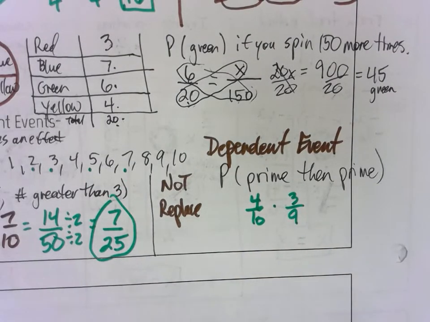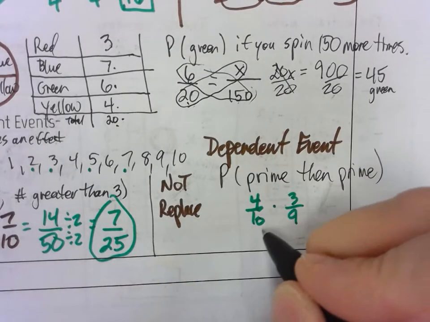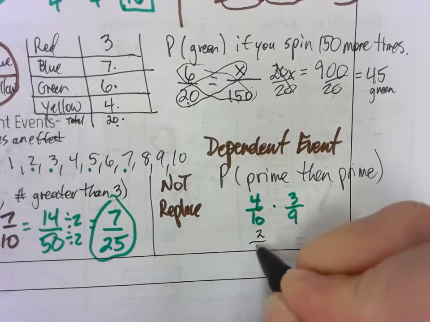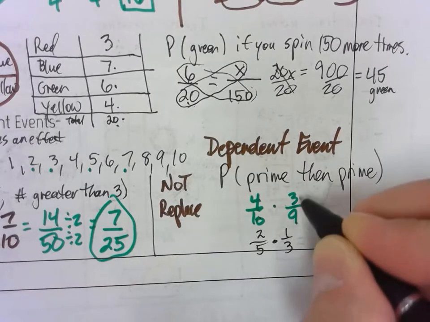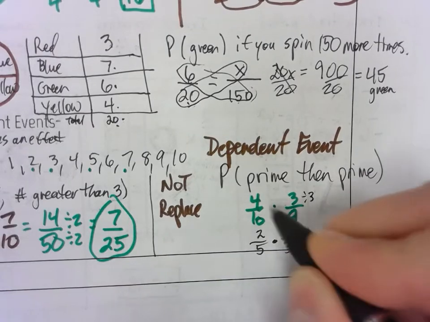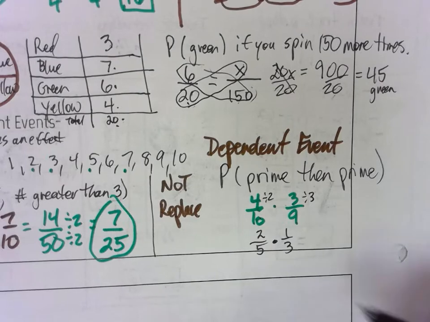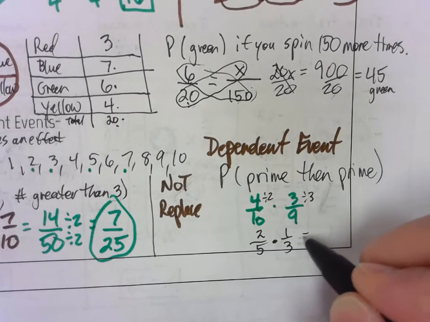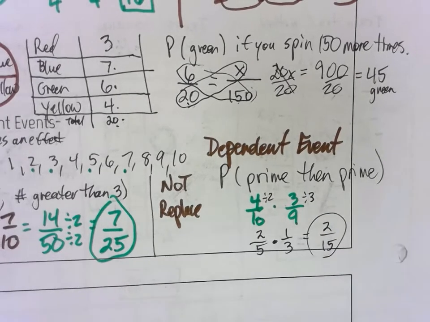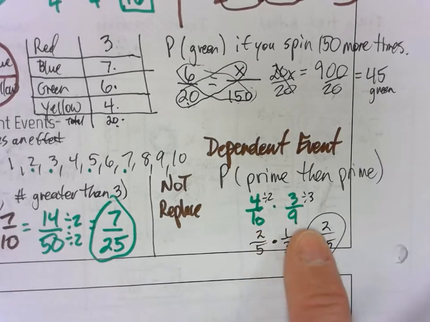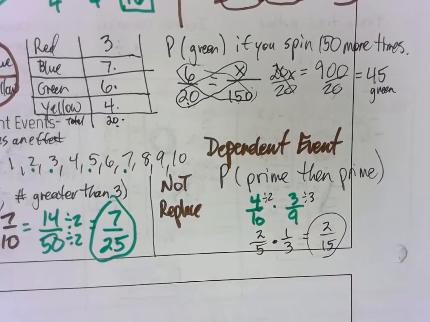So I can reduce both of these fractions. 4 tenths, of course, we already talked about, you can reduce down to 2 fifths. And 3 ninths reduces down to 1 third because you can divide both of those by 3. So that reduces down to 2 fifths times 1 third. If you multiply that, 2 times 1 is 2, 5 times 3 is 15. You can see there's a difference here, where you're going down from 10 to 9 when you do not replace. You're going down from 10 to 9.